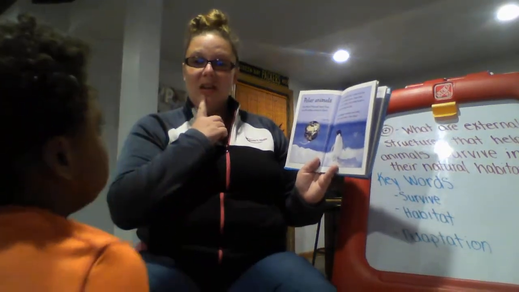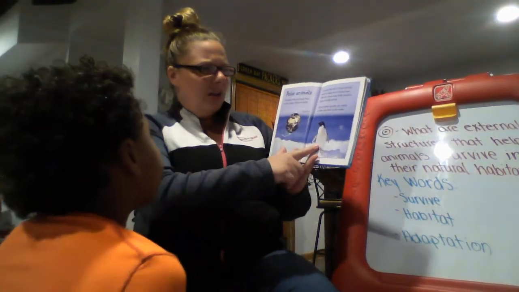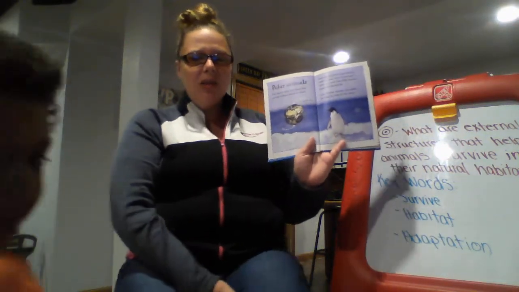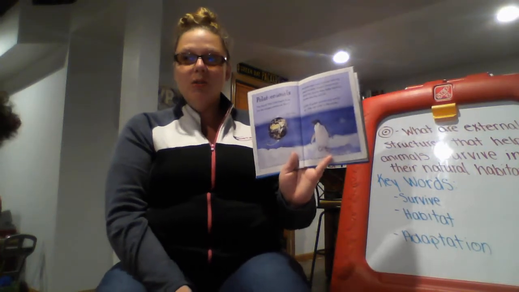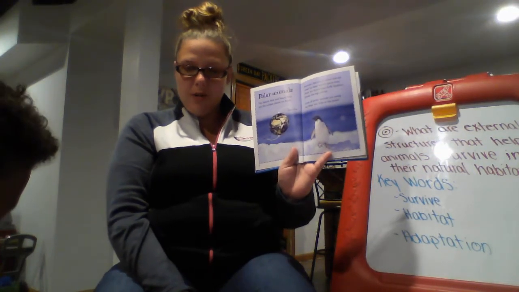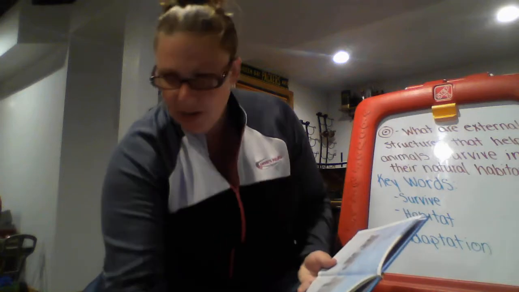So let's think for a second. What is this penguin? It says that they are white. That penguin is mostly white, right? How is he using that color white to survive in the cold? Trayton, what do you think? Why is that penguin mostly white? So he can blend in the snow. So he can blend in with the snow. So maybe he can stay safe from predators, right?